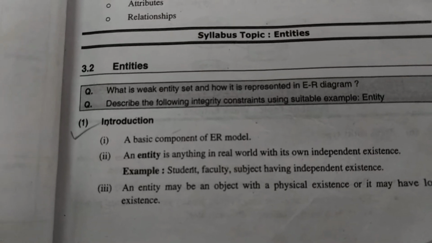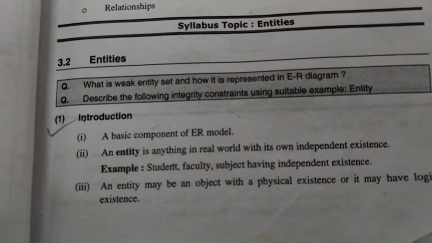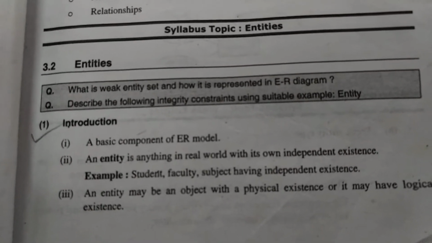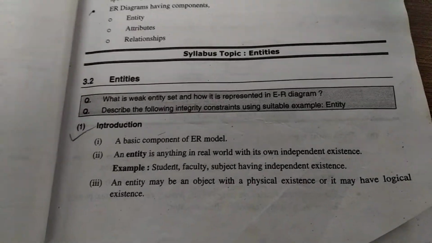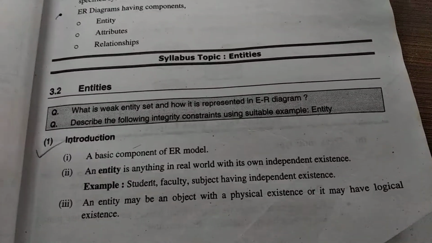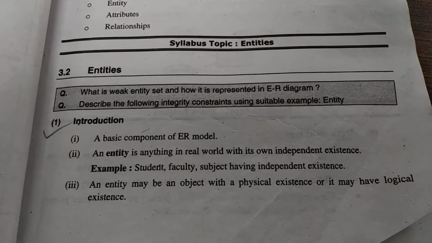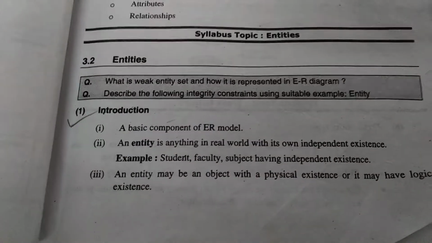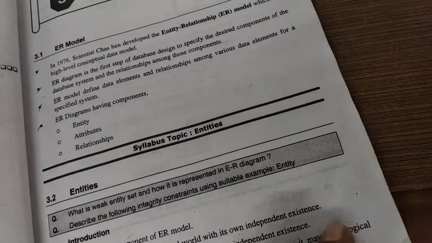Entity is a basic component of ER model. An entity is anything in the real world with its own independent existence. Examples of entities: student, faculty, customers, etc. Entity means one of the objects with physical existence.